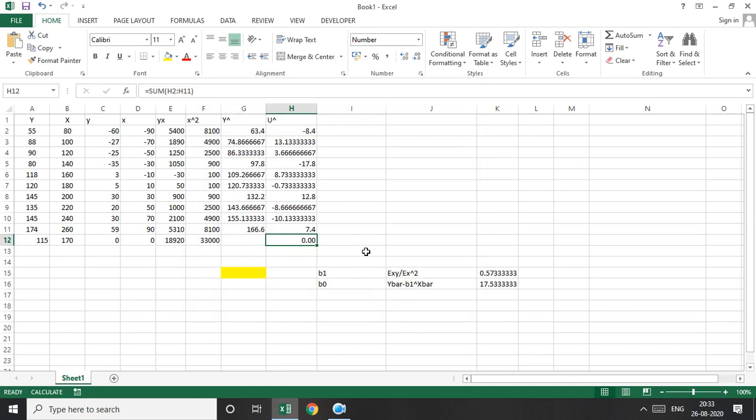Okay, then you will get 0. So if there is an e appearing, you have to understand that it is 0.0000 something like that. And how can we convert it into actual values? You right click, format the cell for number, then you will get the value.